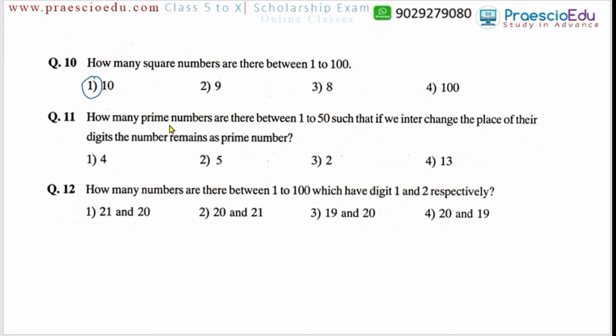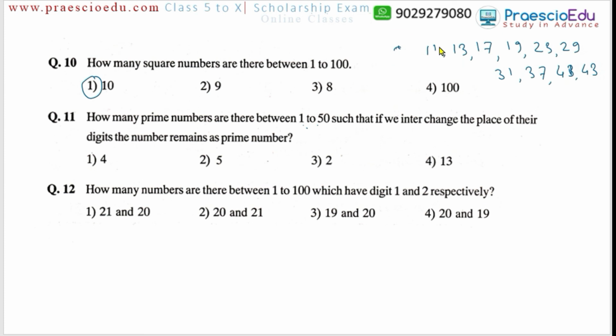Now, how many prime numbers are there between 1 to 50 such that if we interchange the places of their digits, the number remains a prime number? So how many prime numbers are there from 1 to 50? Interchanging means we only have to consider two-digit numbers. So 11, then 13, then 17, then 19, then 23, then 29, 31, 37, 41 also, and 43.